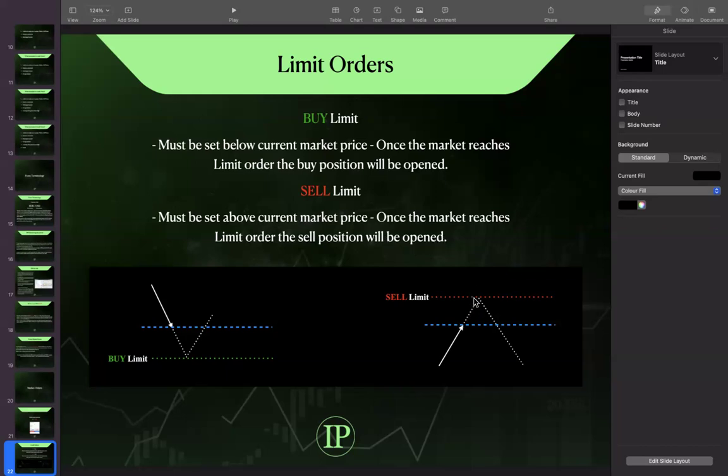Once the market reaches the limit order, a sell position will be opened. So as the market goes up, when it reaches there and it crosses over your position with both the bid and the ask lines, then your order will be opened as a sell. And if the market turns around, you will be making money on that position. If it continues to go up, you will be losing money on that sell position. Hope that makes sense.